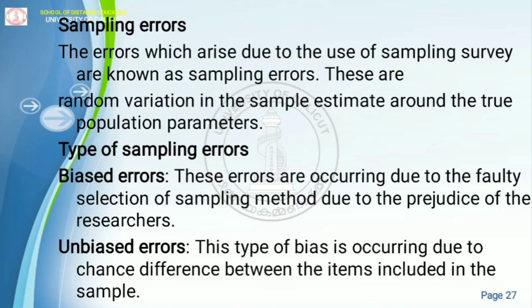So the biased error means these errors are occurring due to the faulty selection of the sampling method, due to the prejudice of the researcher or enumerator. This biased error is the personal bias of the researcher or faulty selection of the sampling method. Unbiased means this type of error is occurring due to the chance of difference between the items included in the sample.